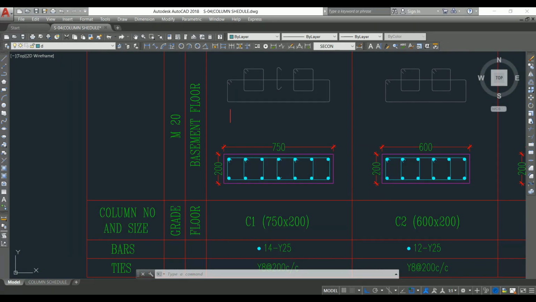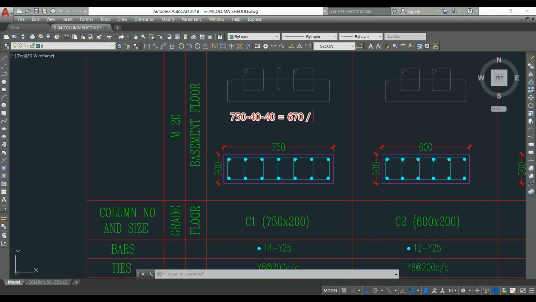Let's find out the spacing between bars. In this line we have 7 number of bars, and the depth of the column is 750 mm. So 750 minus, we need to deduct the cover on both sides, this side and this side as well. So 40 plus 40 is the cover for the column. We get 670 mm. That we need to divide by the spacing.